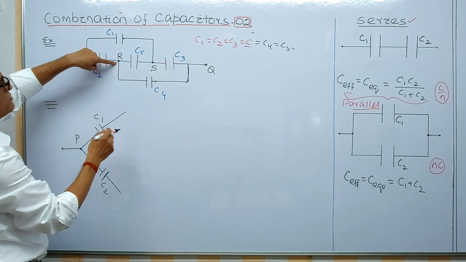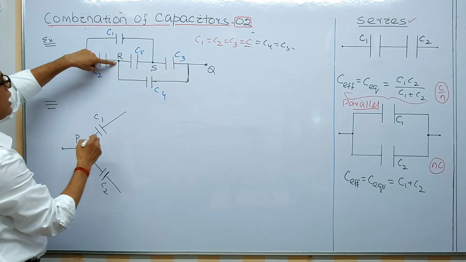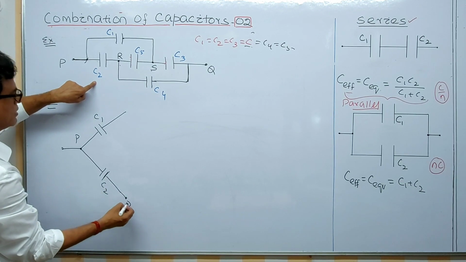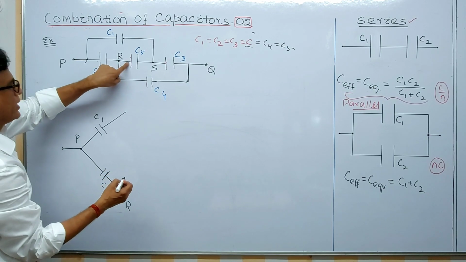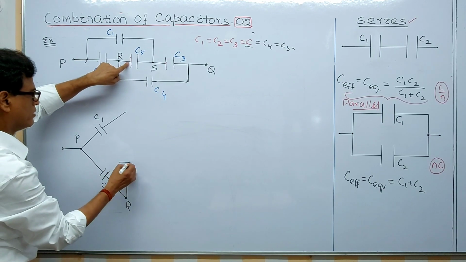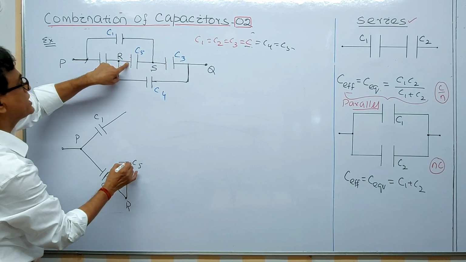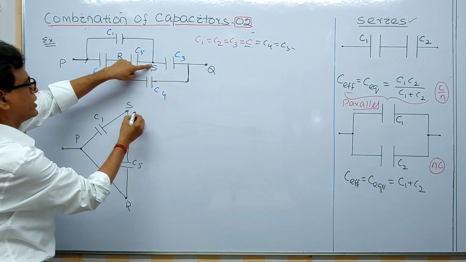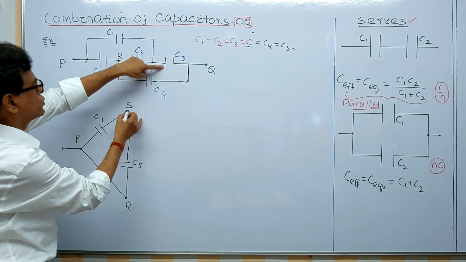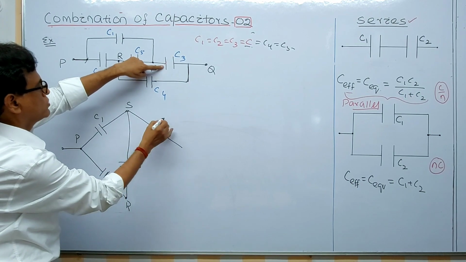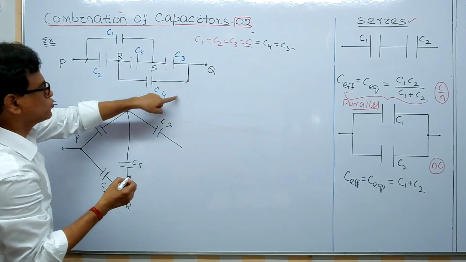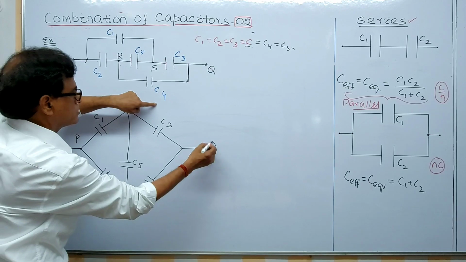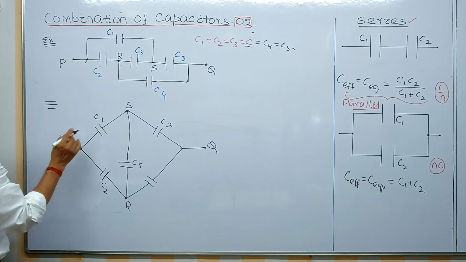Now come to the point R. At R you are having C2. This is R. From R you are having C2 and C5, because C5 other terminal is to S. This is S. Now from S you are having a C3 to Q, and Q to C4. This is Q and this is P. This is R, this is S.